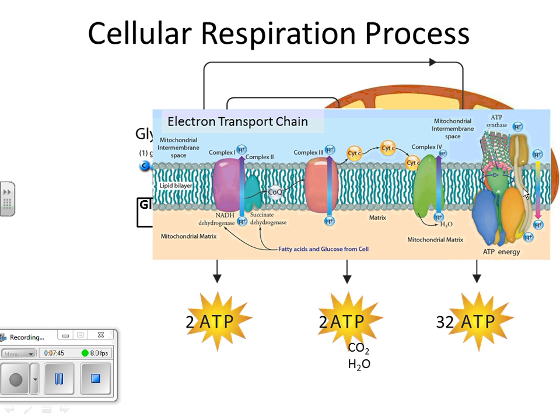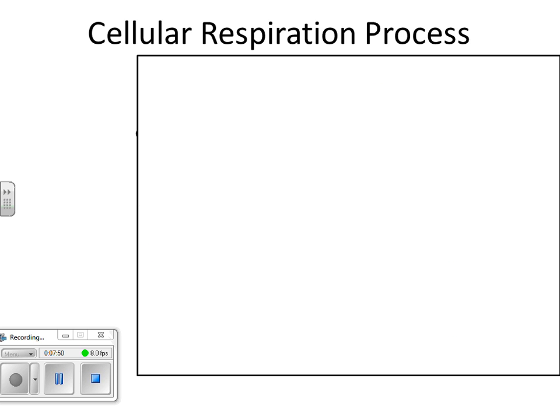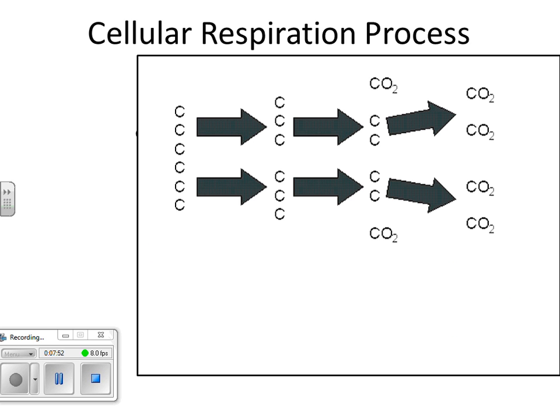Okay, so it's pretty crazy, but let's break it down to what you actually need to know. We start with glucose, which is 6 carbons. We do glycolysis, which breaks it down half and half, 3 and 3. Then the next step is the Krebs cycle, which is finally releasing some CO2. And then the next step is the electron transport chain, where all the energy is created and more CO2 is created too.